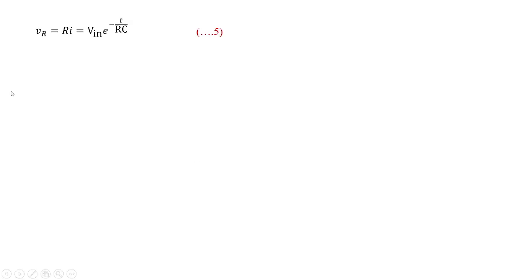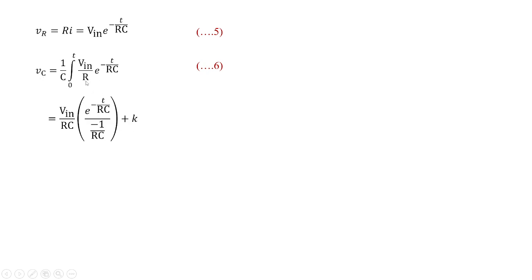When you see the voltage across resistance, that is given as R into I. So when you substitute the R value and the I value, you're going to get VR, that is the voltage developed across the resistor, which is nothing but equal to Vin e to the power of minus t by RC. Let me treat this as equation 5. The voltage across capacitance will be 1 by C integral 0 to t Vin by R e to the power of minus t by RC. This is the current value, and when you substitute the integrations, we can determine the value of constant K by taking the initial conditions.